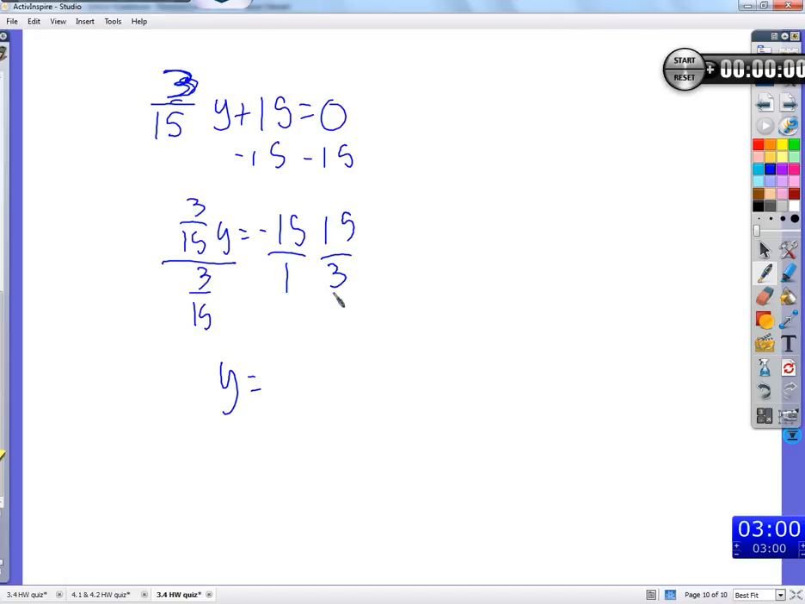15 divided by 3, that's just 5, isn't it? That's just the number 5. So negative 15 times 5, negative 75. So why is that negative 75? Or at the beginning, we could change 3 15s into 1 5th. That's about 1 5th. Good on that.